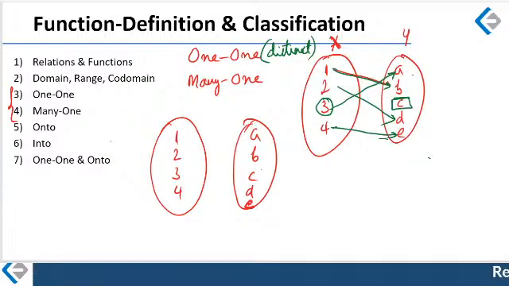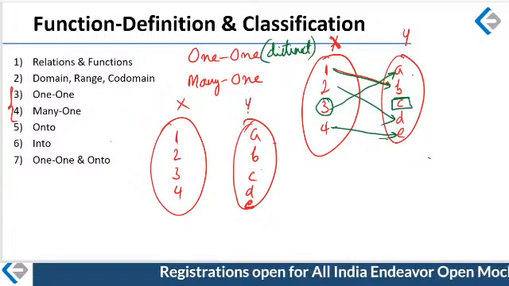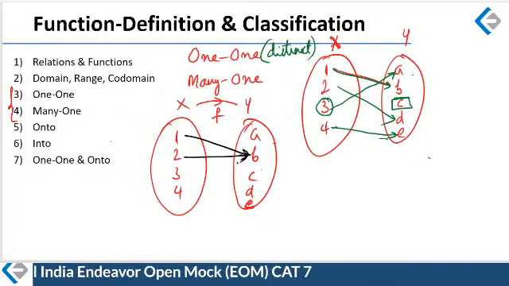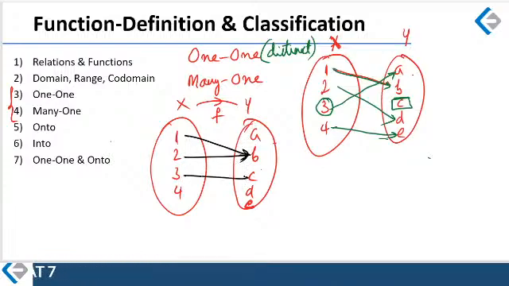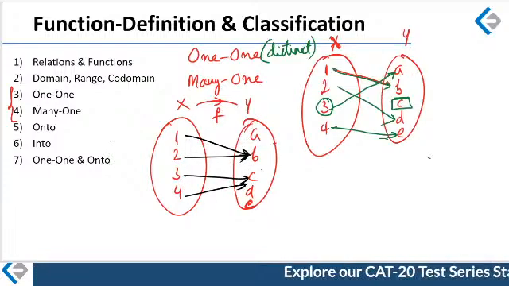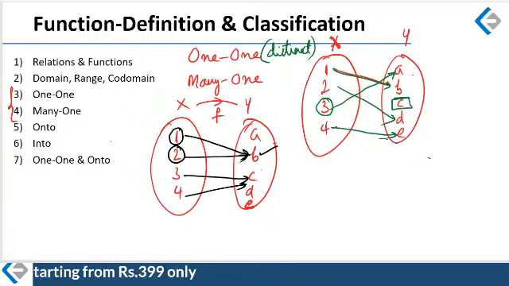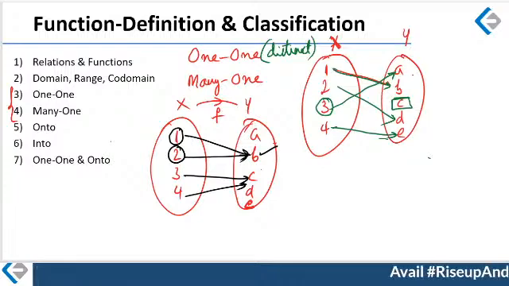Okay, now we have a, b, c, d, e, right? Now set x and set y, a function is defined from set x to set y. Okay, what is many one? Many one can be something like this. 1 is linked with b, 2 is also linked with b, 3 is linked with c, 4 is also linked with c. This is called many one. Why? Many elements of X have a single association in Y. Many means more than one. Whether it is 2 or 3 does not matter to me. This is called many to one.